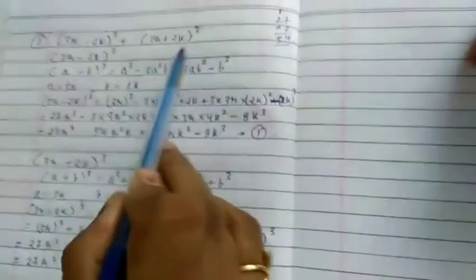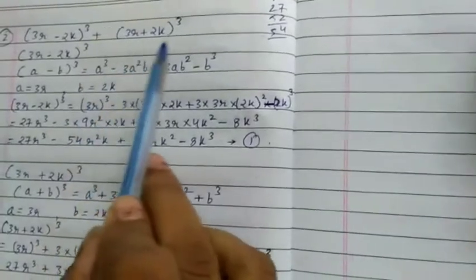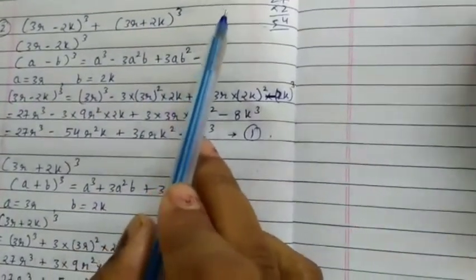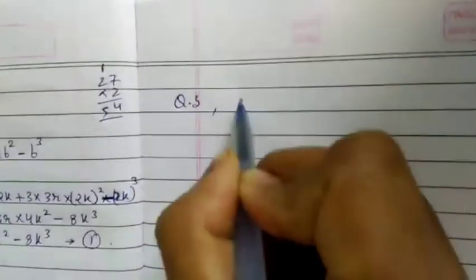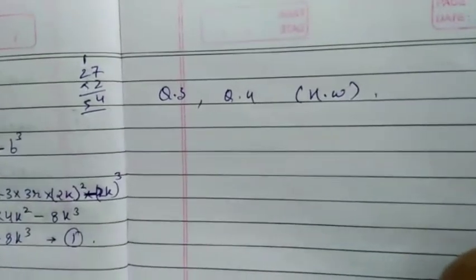Students, see, when plus sign is there, no changes are there in the sign after the bracket, and when minus sign is there, you have to change the sign in the bracket. Always remember this. Now question number 3 and 4, you have to do it as your homework. Thank you, students.